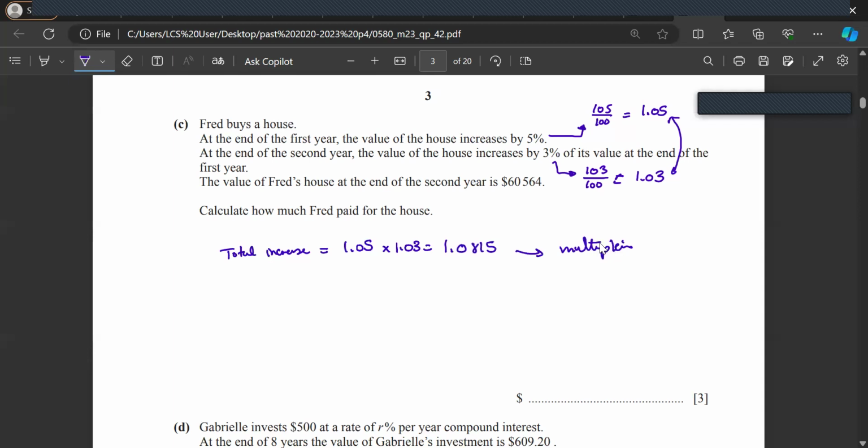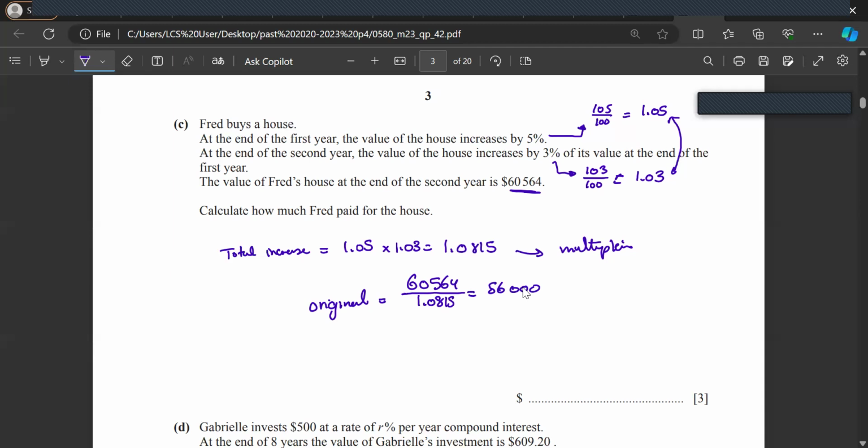This is called the multiplier. Then the value of the house at the end of the year, this number, how much Fred paid for the house. So now he's giving me the amount after the increase and needs the original. So if he needs the original, I will divide the end value 60564 by 1.0815 and give me the answer 56,000. But if the given was the original and he needs the end, I will multiply.